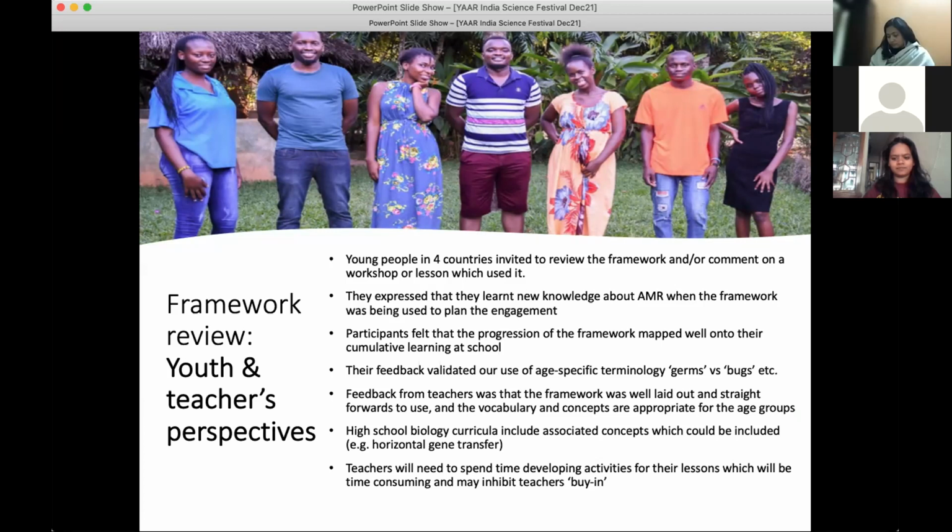So just in the same way as a primary school biology class would perhaps use the term bugs in English, and then it would move on to germs, and then by the time a child is 14 or 15, they would be distinguishing between a bacteria or a virus, the quite specific terms. And the feedback was that the framework mapped quite well onto that. One of the negatives was that teachers may need to spend quite a lot of time to create activities to add in this extra lesson, and so that might prevent them from taking it on as an extra subject.